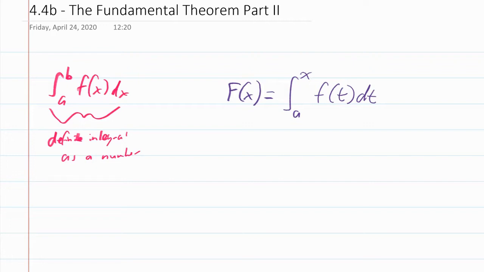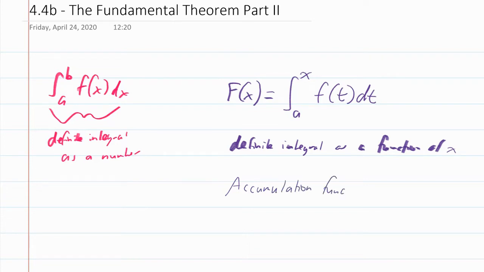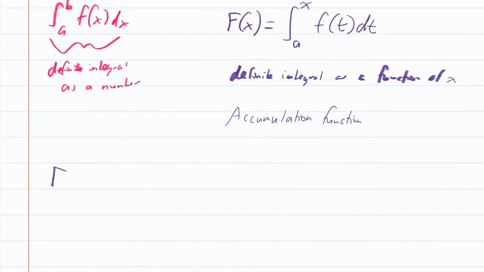You're going to have to spend some time thinking that this upper limit is the input of the function. So what this is, is a definite integral as a function of x. And the word for this is an accumulation function. This is an accumulation function. It accumulates area.